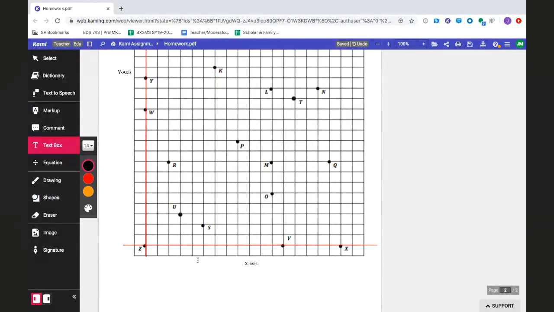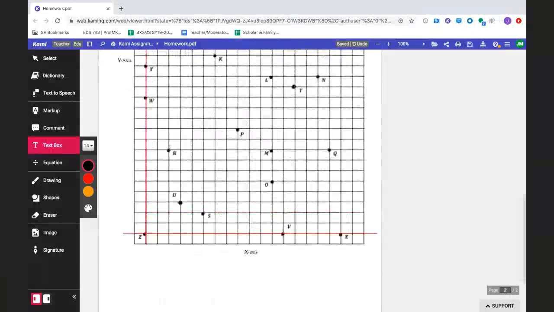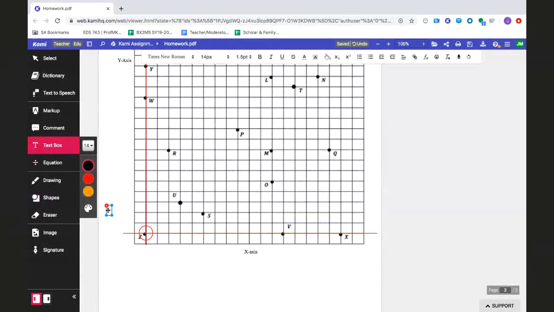So now we need to figure out what our origin is. Well, one thing we always know is that wherever the y-axis and the x-axis meet, that is going to be our origin. So let's go ahead and see where it intersects. And we actually see it intersects at point Z. So let's put a little circle here so we know that is our origin. And just to remind ourselves, we know that the origin has an ordered pair of 0, 0. I'm going to put that right here. So now we know where our origin is.